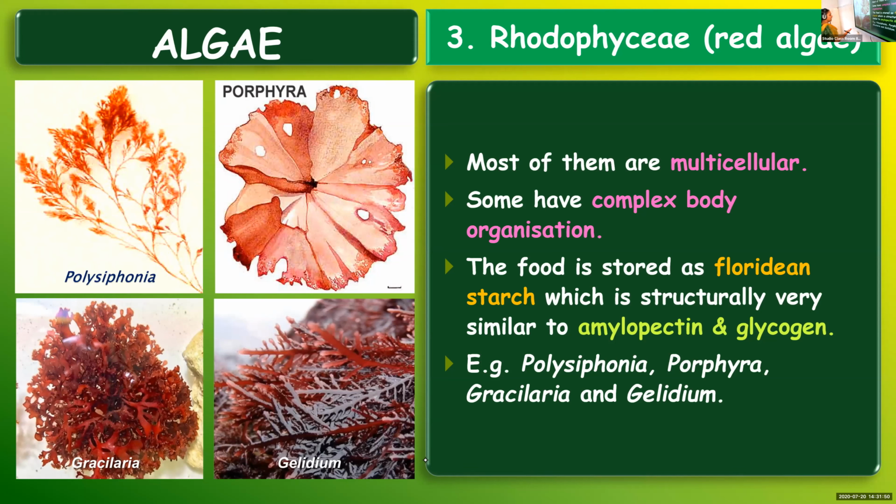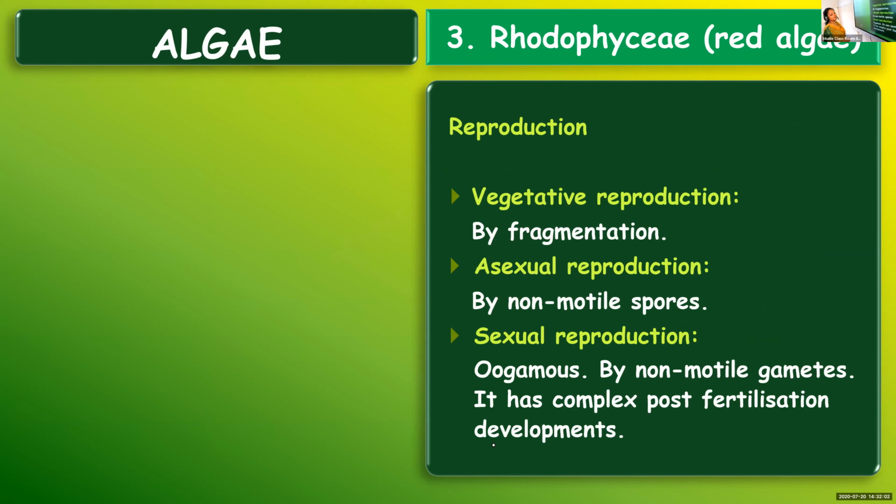Porphyra, Gelidium, Gracilaria. What is common for all these? All are red in color. Why are they red in color? No answer. Because of which pigment? R-phycoerythrin. Yes, R-phycoerythrin.